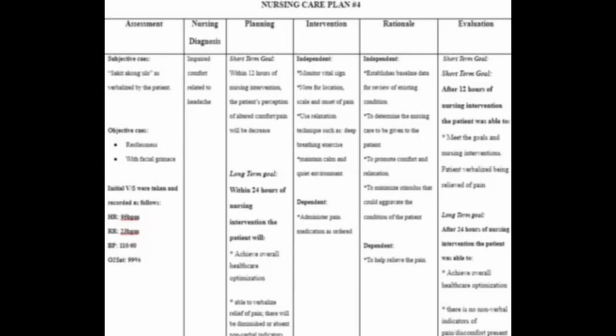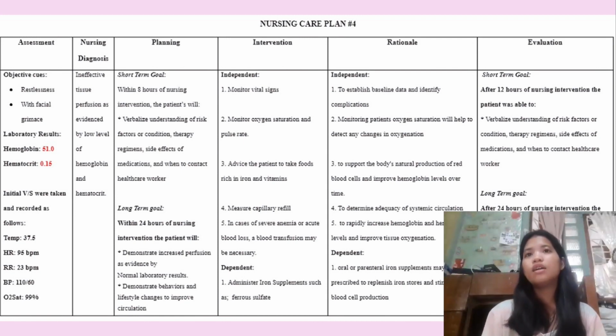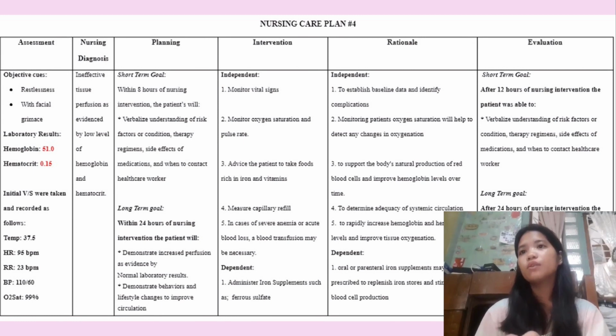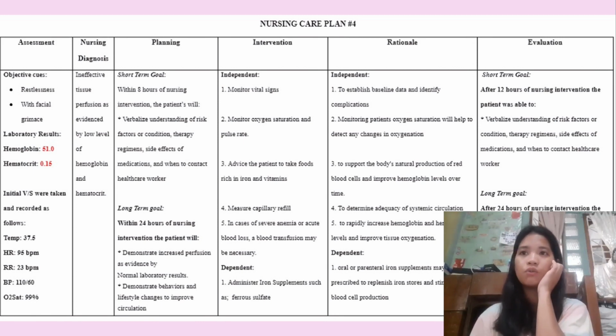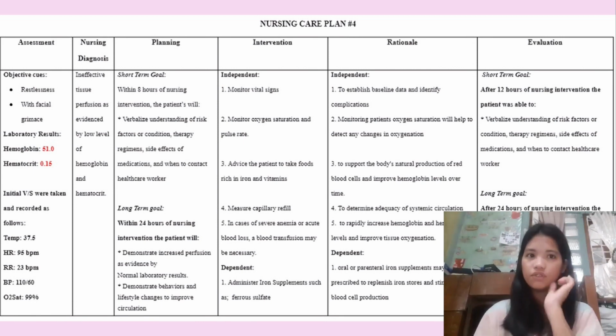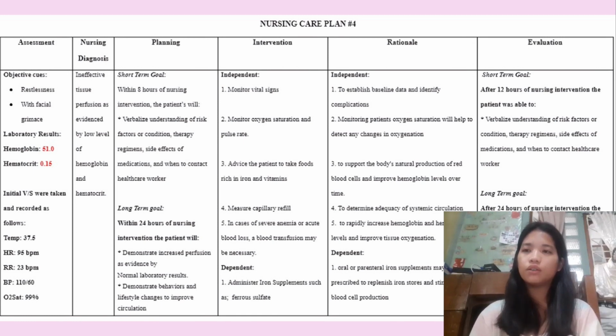I am Vince Carlo. So for the nursing care plan number 4, the assessment: upon inspection, the patient is restless with facial grimace. With the lab results, iyang hemoglobin kay 51.0 and iyang hematocrit kay 0.15. So iyang hemoglobin o hematocrit kay below normal levels.